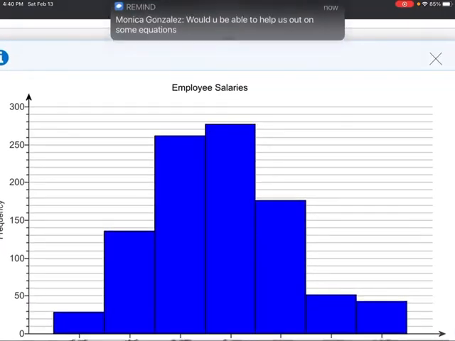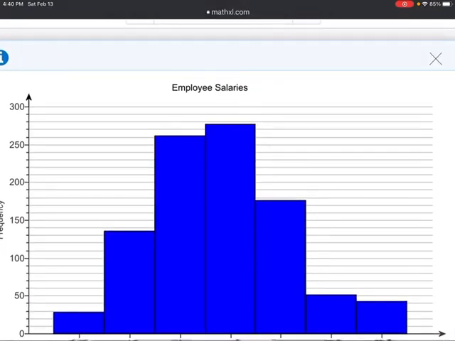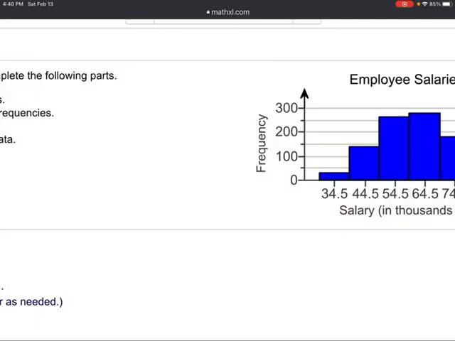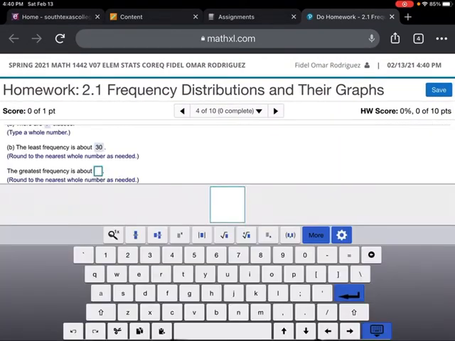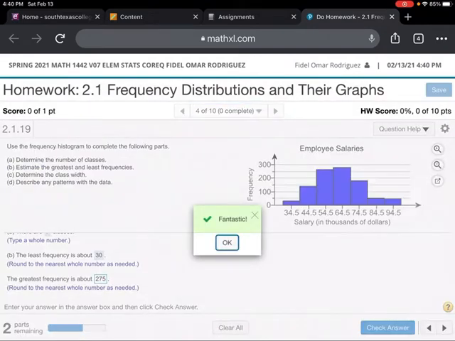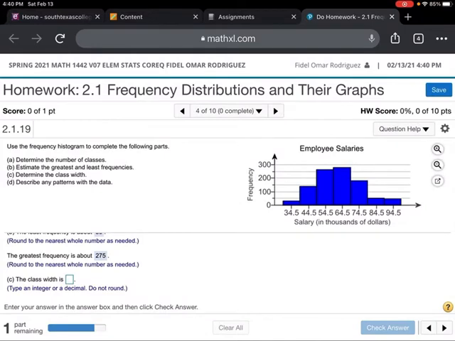Let's see. So 260, 270. So it looks like it's just under 280. So I don't know, I'm going to say something like 265, something like that. Okay. So let's see. 275, hit enter. Perfect. Okay. And so I want you to notice that part that I did right now. Part B, it said it's about. So it wasn't asking for a precise number, it was asking me to estimate, okay?